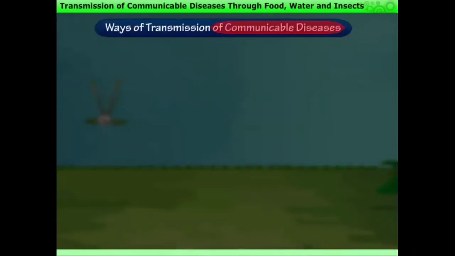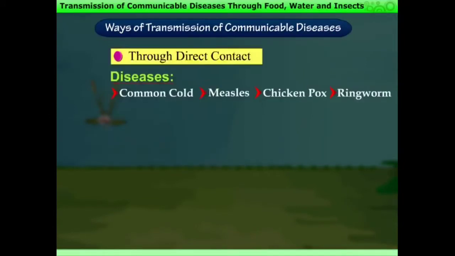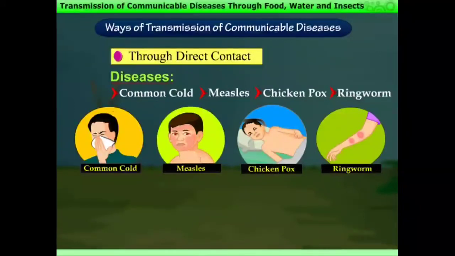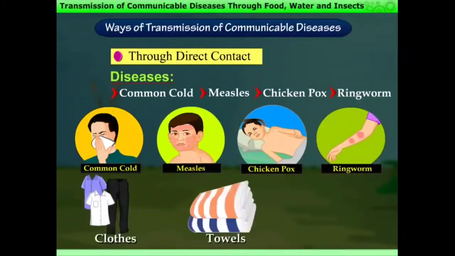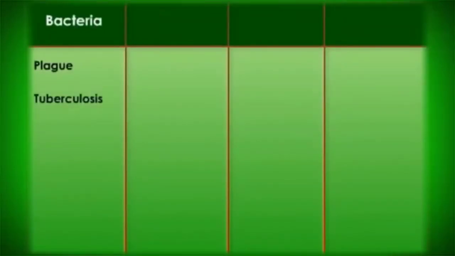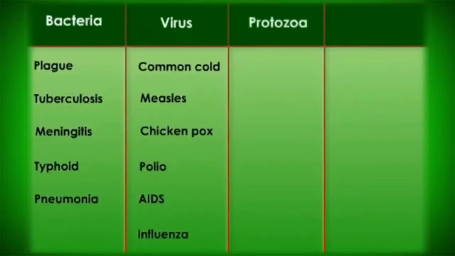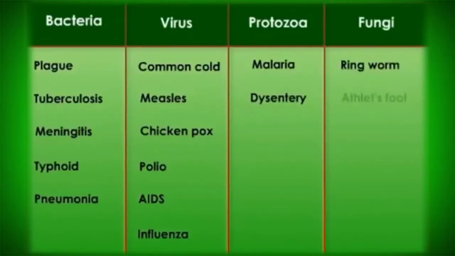One more way of transmission of communicable diseases is through direct contact. Diseases like common cold, measles, chickenpox, ringworm, etc. spread through direct contact. They spread by sharing clothes, towels, combs, etc., which have been used by a person suffering from these diseases. Bacteria cause diseases like plague, tuberculosis, meningitis, typhoid, and pneumonia. Viruses cause diseases like common cold, measles, chickenpox, polio, AIDS, and influenza. Protozoa cause diseases like malaria and dysentery. Fungi cause diseases like ringworm, athlete's foot, and food poisoning.